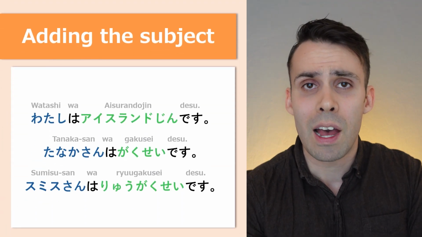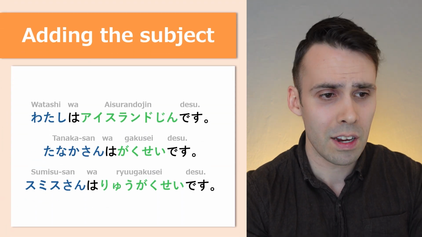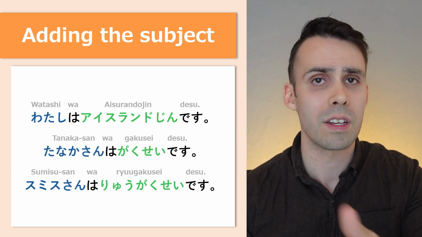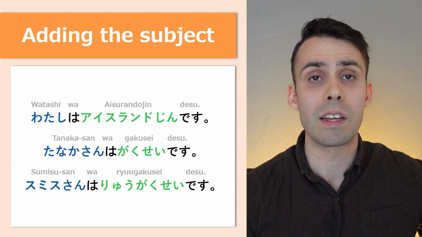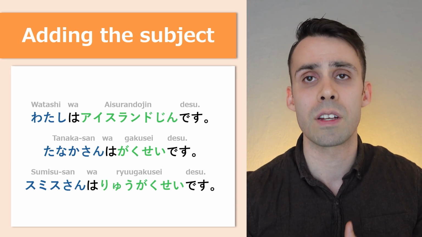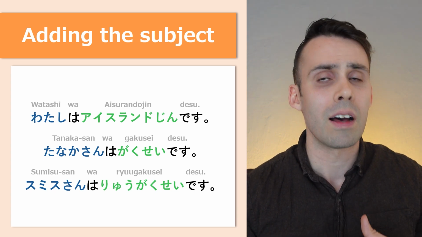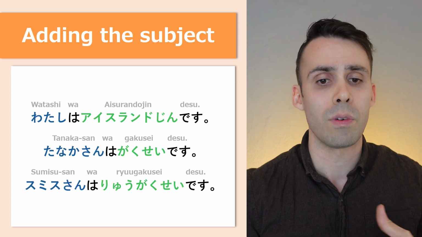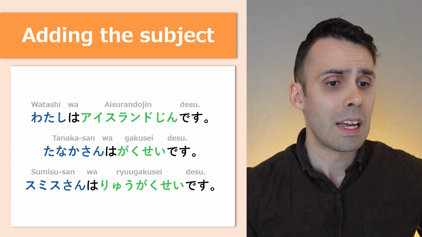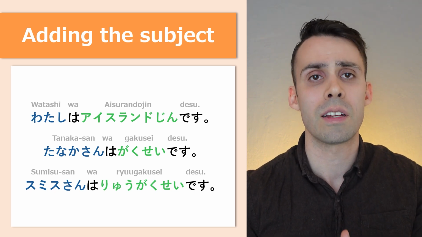But if we want to add the subject because it's not understood from context, we can do it like this. So, watashi wa Iceland jin desu. Watashi, once again, meaning I. So, watashi wa, speaking of me, watashi wa Iceland jin desu. So, I am Icelandic. Or, Tanaka-san wa gakusei desu. So, Tanaka-san wa, speaking of Tanaka-san or Mr. Tanaka, he is a student. Gakusei, meaning student. Tanaka-san wa gakusei desu.